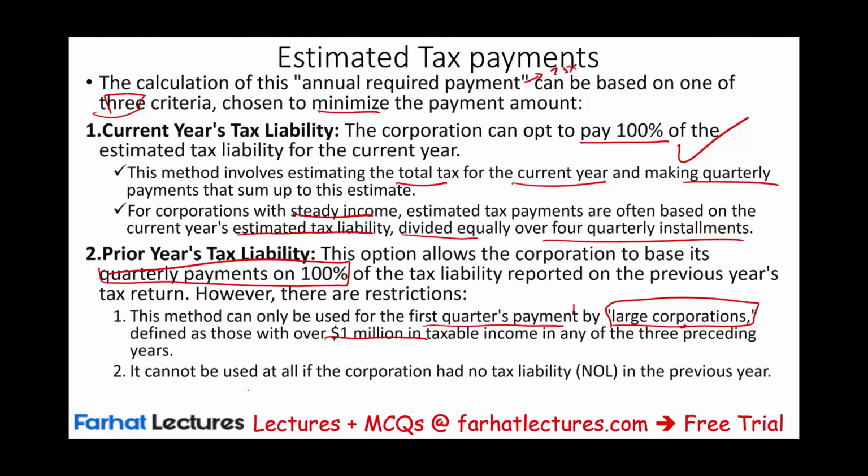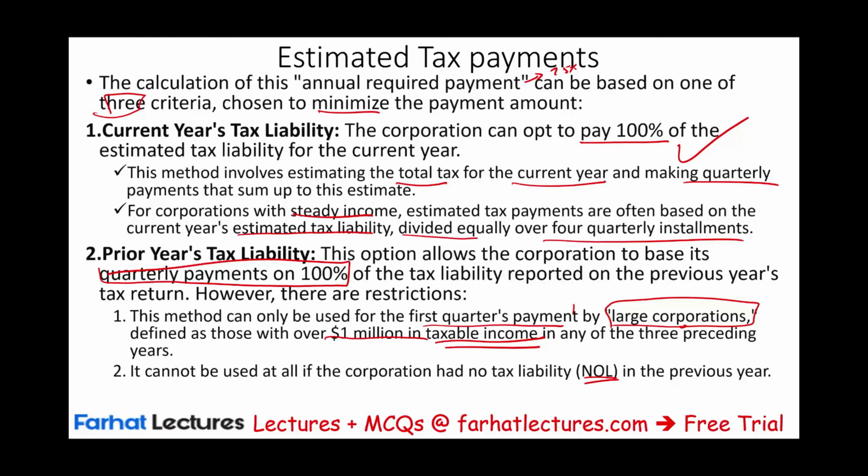And you cannot use this method at all if the corporation has no tax liability. It means in the prior year you have an NOL. So if in the prior year you have an NOL, you would say, well, I don't have to pay taxes because I'm basing it on the prior year. You can't do that. So if you have an NOL, you cannot use it. And if you have less than $1 million, you can use it. If you have more than $1 million in taxable income, you could use it for the first quarter.